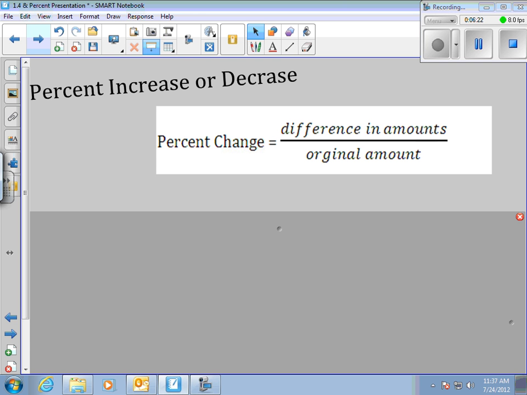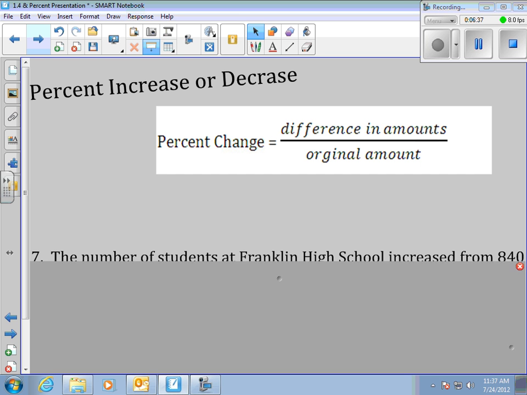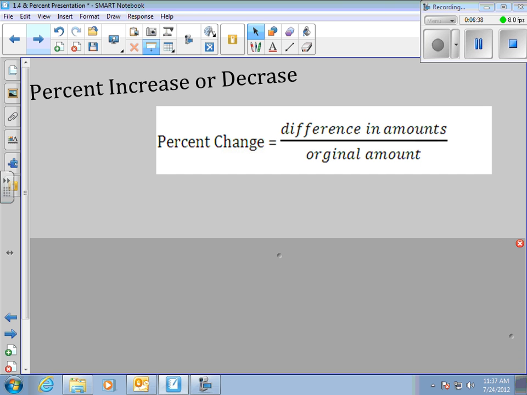Percent of increase or decrease. We're going to use this when we want to figure out, like, we have 10 people in the class today. Tomorrow we have 13. What was the percent of increase in people? You're going to use this quite a bit this year. And the formula for it is this: difference in the two amounts compared to the original amount. So that's what you have to decipher from your problems.